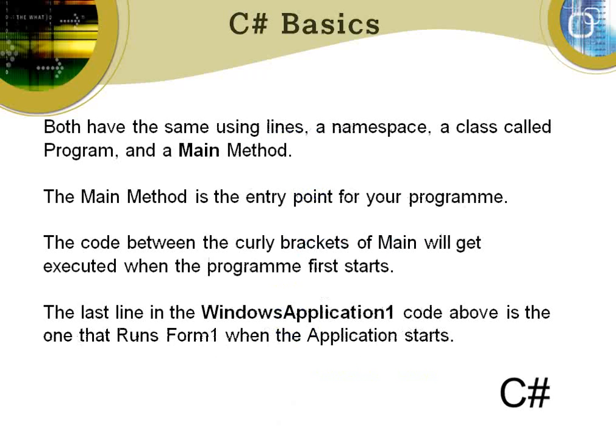The main method is the entry point for your program. The code between the curly brackets of main will get executed when the program first starts. The last line in the Windows Application 1 code above is the one that runs Form1 when the application starts.